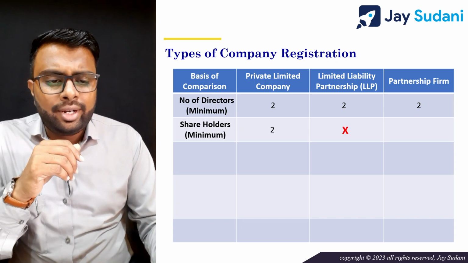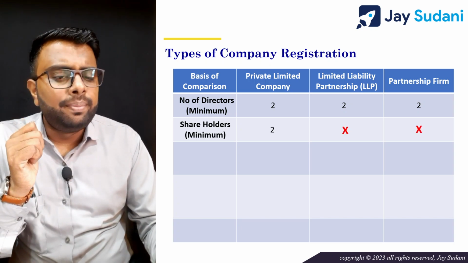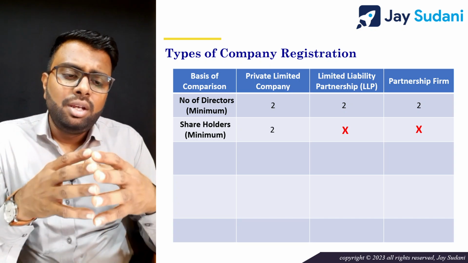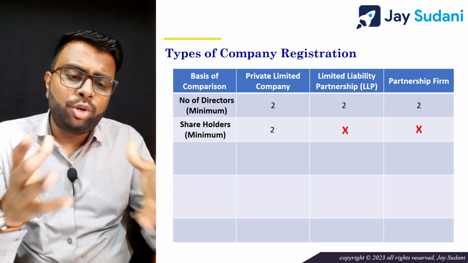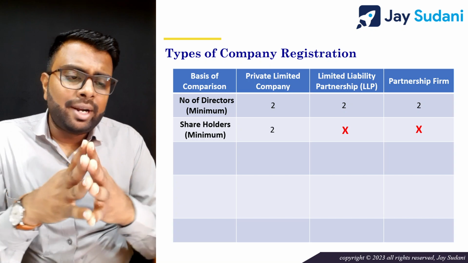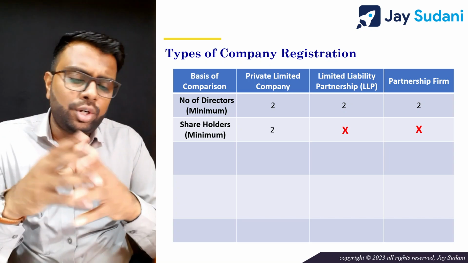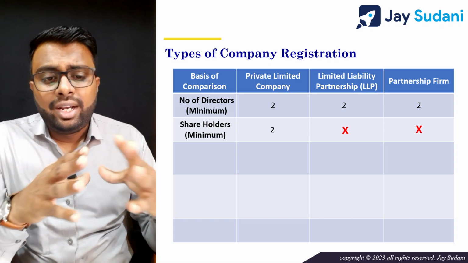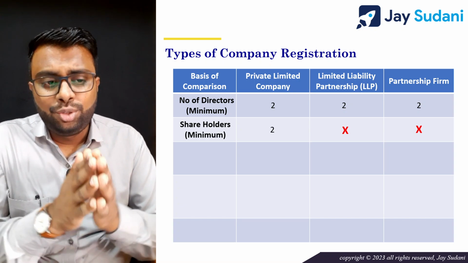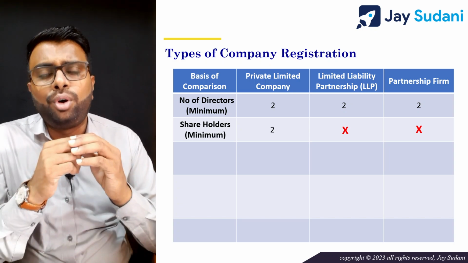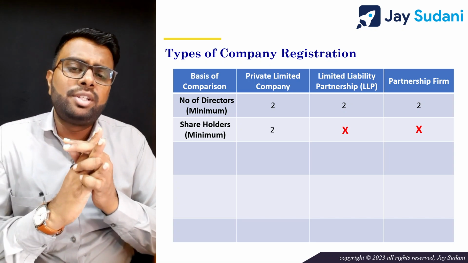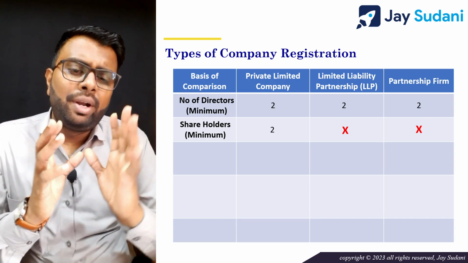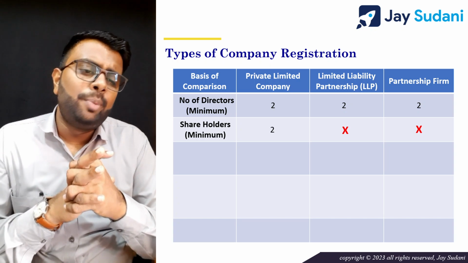In case of limited liability partnership and partnership firm, the shareholders are not there differently, which means by default the directors are the shareholders in both cases. So you cannot have different shareholders, which means taking an investment into this company is very difficult. That's why all the private investors that put in money always put it into a private limited structure. They don't go for investment into LLP or partnership firm, right?